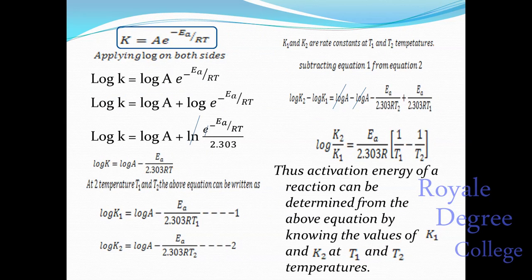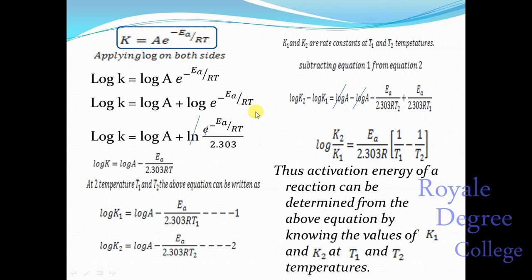Now as we are using the Arrhenius equation, that is k equal to A e to the power minus Ea by RT, applying log on both sides. So we can write like this: log k is equal to log of A e to the power minus Ea by RT. Now in the next step, log k is equal to log A plus log e to the power minus Ea by RT. Why?